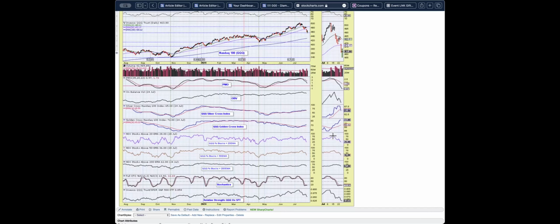And these participation numbers continue to bleed off. And it doesn't look like we're going to get a rebound anytime soon here until we get some stocks with price above their 20 and 50-day EMAs. Otherwise, the Silver Cross Index is going to continue to fall.